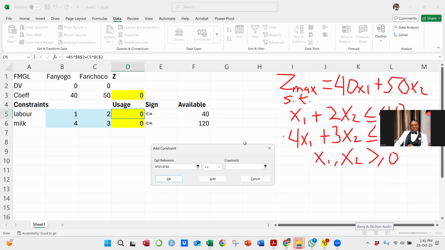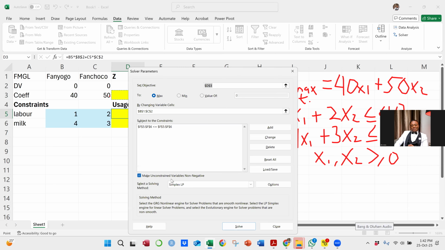Hello, sir. Yeah. Please, I've gotten to the cell reference. I've clicked on the usage and dragged it. Yes, after you select the usage and drag, you should select the less than or equal to symbol, which is already selected. Then you should click on the white space under the constraints. Then select the 40 and 120 into that space and click OK. It will bring you back to the solver parameter dialog box.